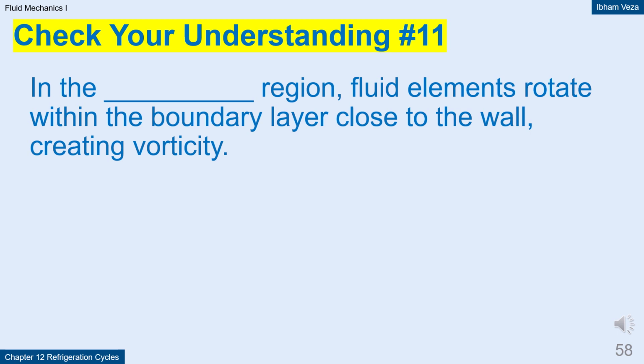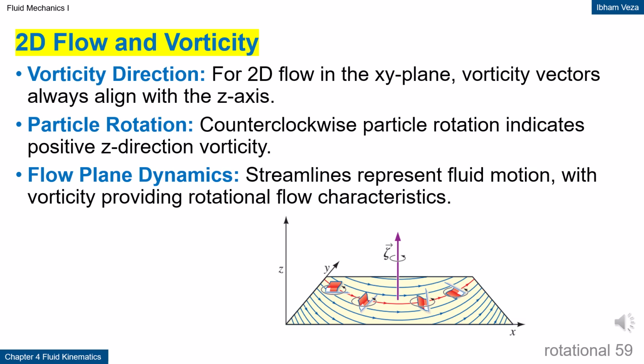Check your understanding. Number 1. In the rotational region, fluid elements rotate within the boundary layer, close to the wall, creating vorticity.